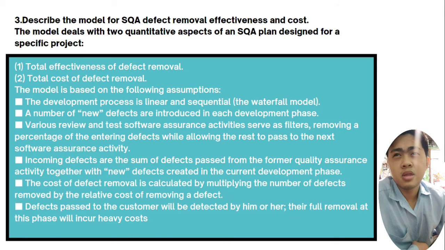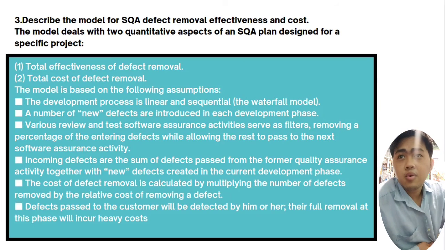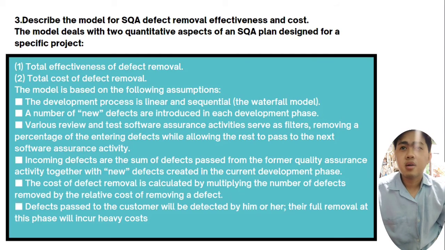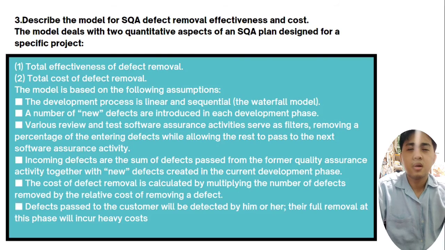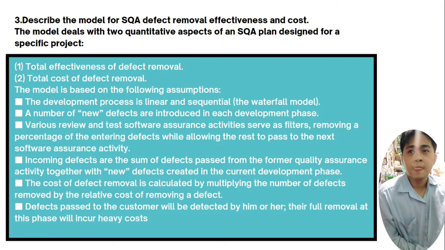The development process is linear and sequential, like the waterfall model. A number of new defects are introduced in each development phase. Various review and test software assurance activities serve as filters, removing a percentage of the entering defects while allowing the rest to pass to the next software assurance activity. Incoming defects are the sum of defects passed through from the former quality assurance activity together with new defects created in the current development phase.